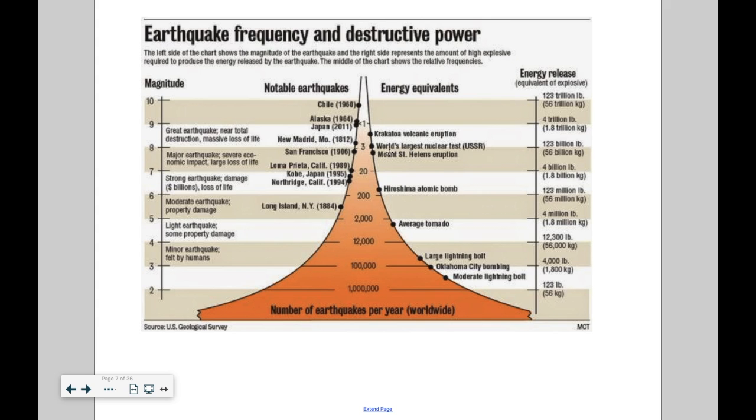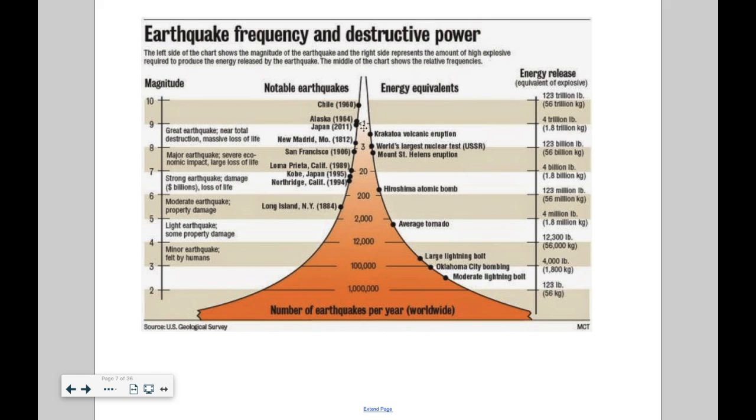Now, what this central portion of the diagram shows is the number of earthquakes worldwide that meet each of the different magnitudes, so that you can see that there are far fewer earthquakes that happen at higher magnitudes every year compared to earthquakes of lower magnitude. The Chile earthquake of 1960, considered one of the most devastating earthquakes because many people were killed in Chile, South America, was a very strong earthquake, nearing 10 on the moment magnitude scale.